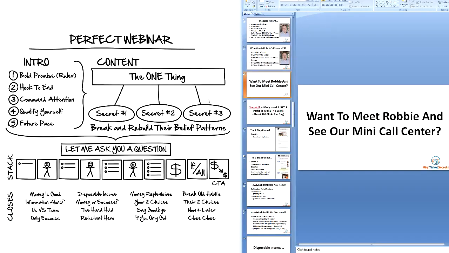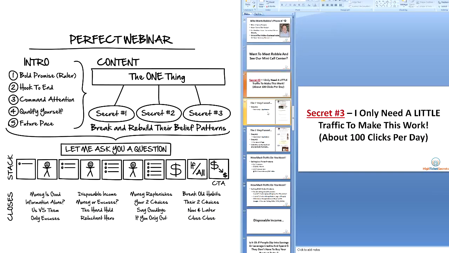All right, now for me, I moved to secret number three, which is I only need a little bit of traffic to make this work, about 100 clicks. Because what do most people think? I would love to do high ticket things, but I can't drive traffic. I can't send 1,000 clicks a day. In their mind, it's got to be this huge thing. So what I've got to do is break that belief pattern and rebuild it. So I start breaking it. Let me show you how we do it.